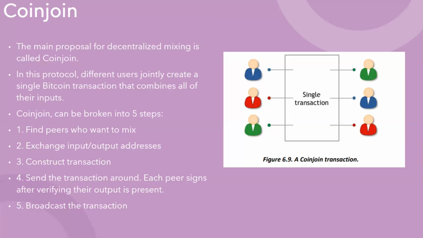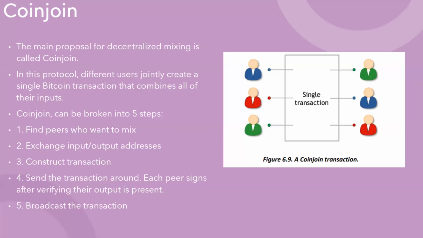A group of peers who want to mix need to find each other. This can be facilitated by servers such as watering holes, allowing users to connect and group together. Unlike centralized mixes, these servers are not in a position to steal users' funds or compromise anonymity.